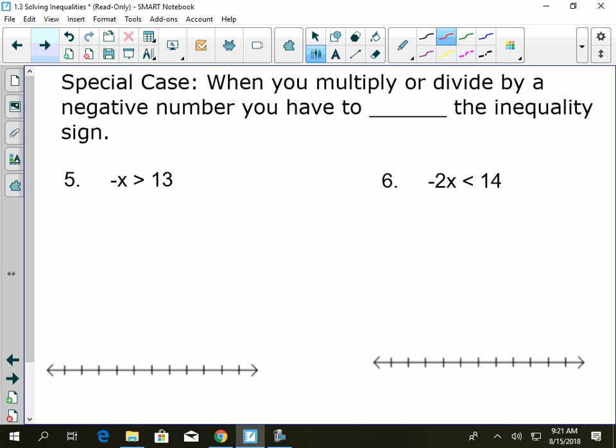Okay, now we have a special case. When you multiply or divide by a negative number, you have to flip the inequality. So everything stays the same except that. How do I solve number 5? I don't want to know the answer to negative x. I want to know the answer to x. Divide both sides by -1. That cancels out my -1, leaving me x. Now, because I divided by a negative, I have to flip my inequality.